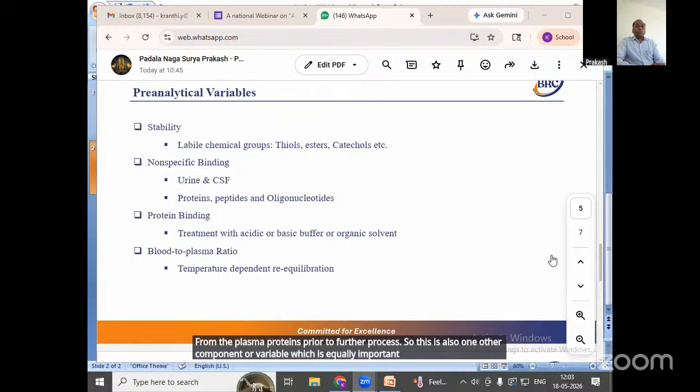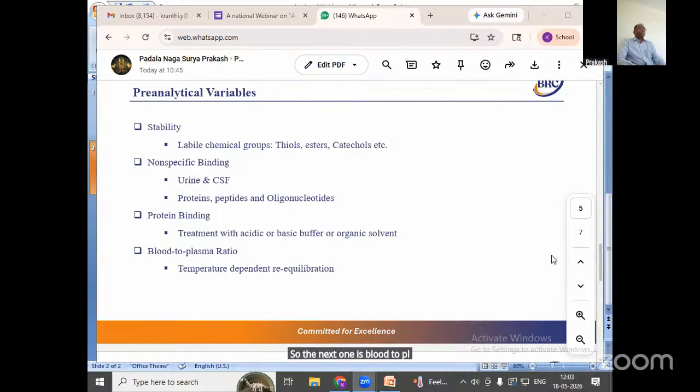So the next one is blood to plasma ratio. As you all know, it's nothing but the ratio of concentration in whole blood, containing both RBCs and plasma, to the corresponding value in plasma. So it's equally important for molecules that are intended to be measured in whole blood as well as plasma.